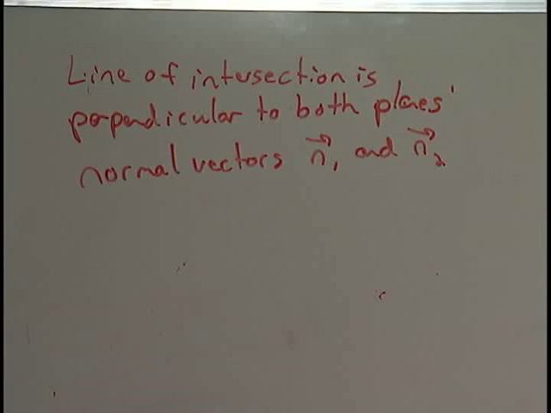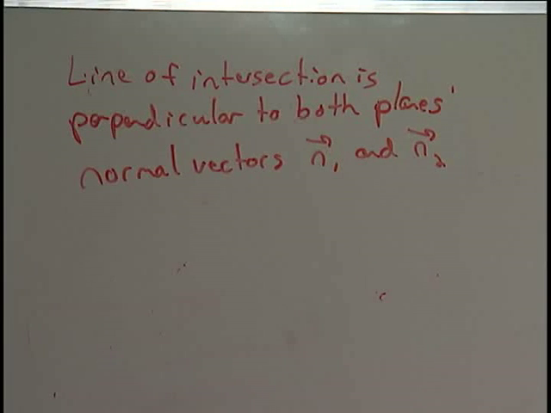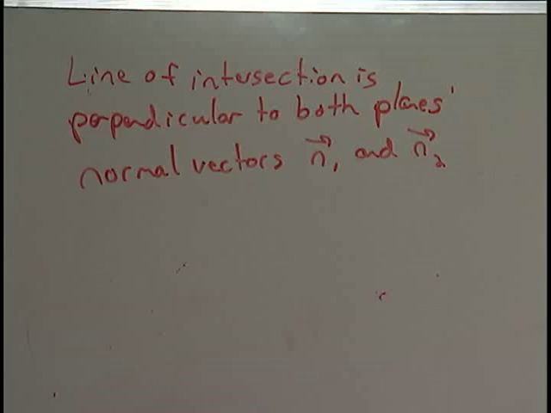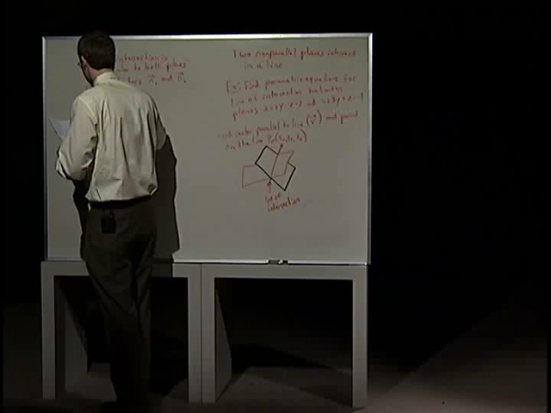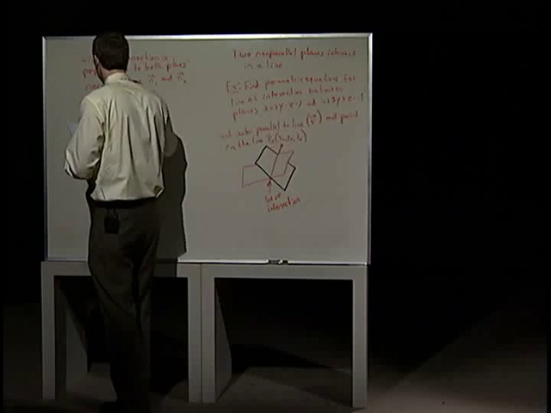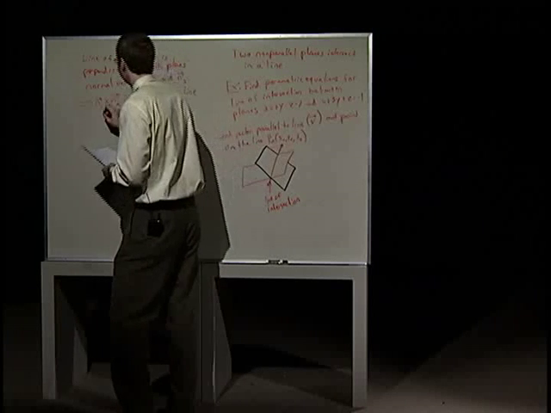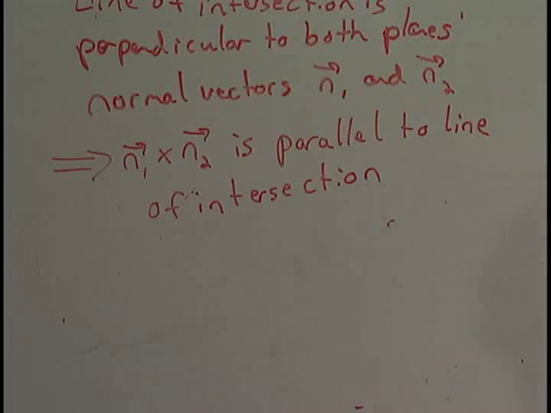In other words, they both have some normal vector, and the line is perpendicular to both of those, okay? And that means that if I want a vector that's parallel to that line, I need a vector that's also perpendicular to both of these vectors. Well, what vector do we have that accomplishes that goal? The cross product, right? So therefore, n1 cross n2 is going to be parallel to the line of intersection. And that's going to be the vector we need to function as our vector v, our parallel vector, okay?